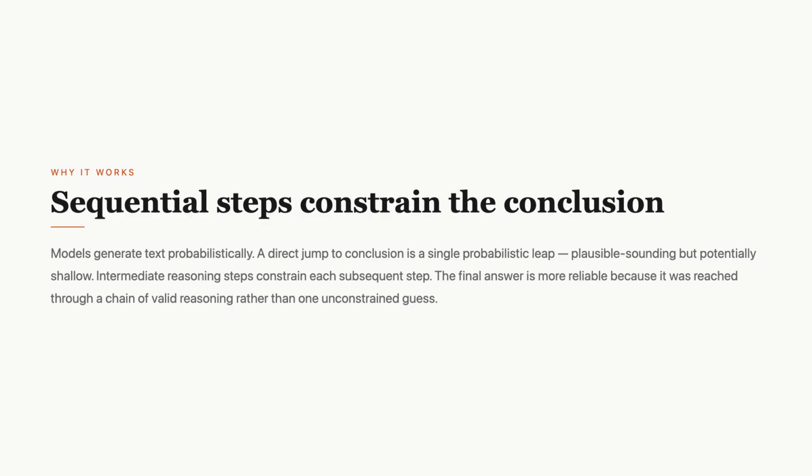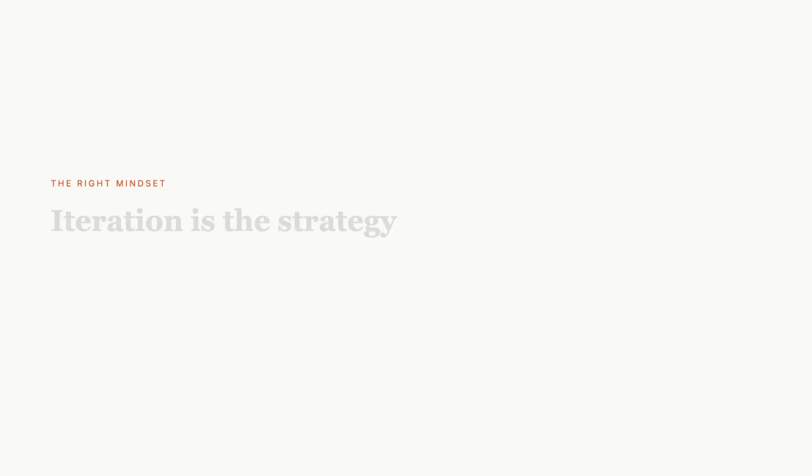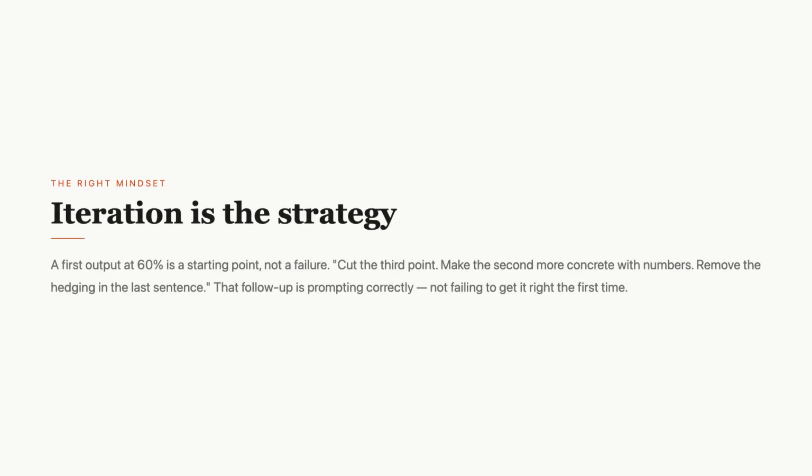Iteration is the right strategy for prompt engineering. The goal is not to write a perfect prompt on the first attempt. A first output that is 60% useful is a starting point for a follow-up instruction. "That's good, but cut the third point. Make the second more concrete with numbers, and remove the hedging in the last sentence." This is not a failure. It is prompting correctly.